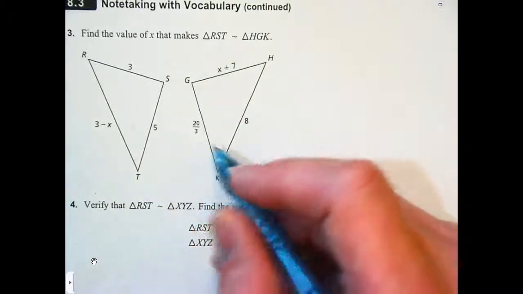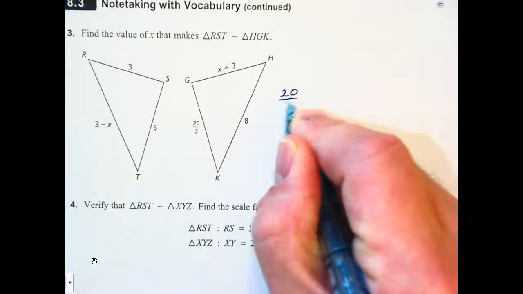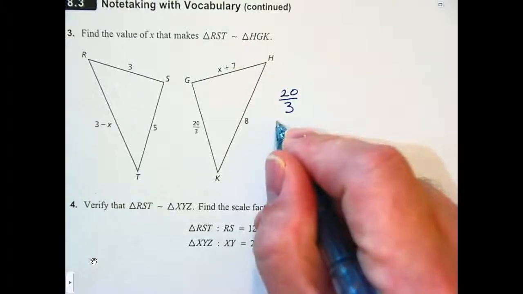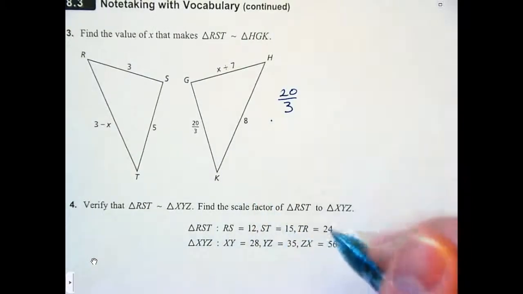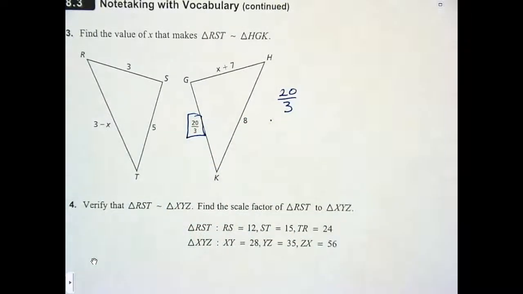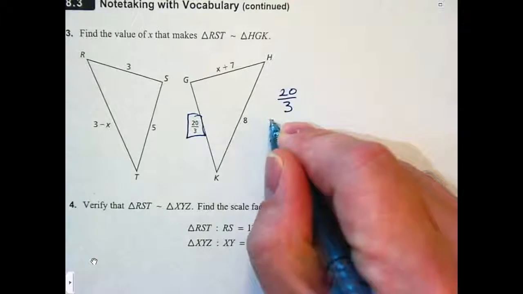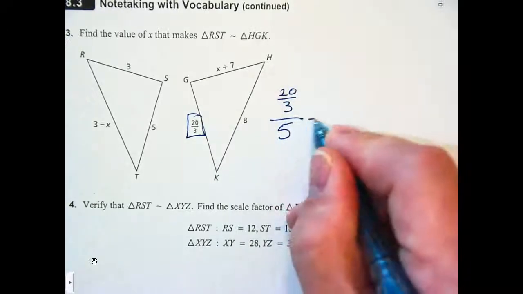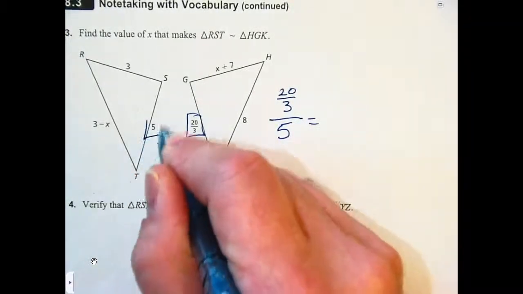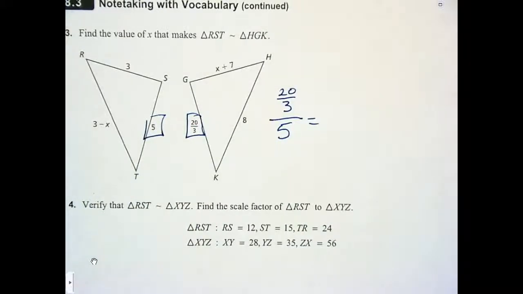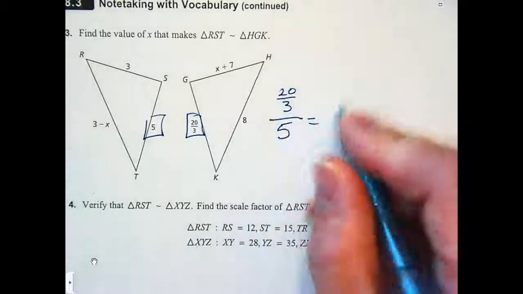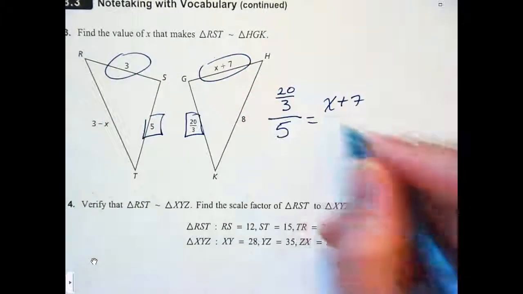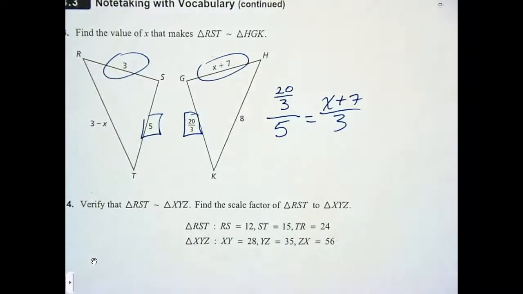I did 20/3 times 1 over x. Okay, I will start with that. 20/3 is to what? Maddie? Is to 5. Yeah. Okay. So 20/3 is to 5 as 20/3 times 1/5, x plus 7 is to 3. So you set up your proportion.